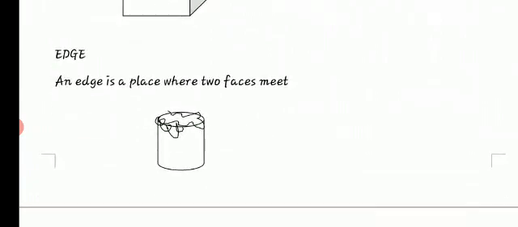Same thing when you look at this cylinder. That place that I shade, that is the edge of this cylinder. You can see that I shade this place, so you understand it. This face, the curved surface, and this upper face, where they meet, is what we call edge.